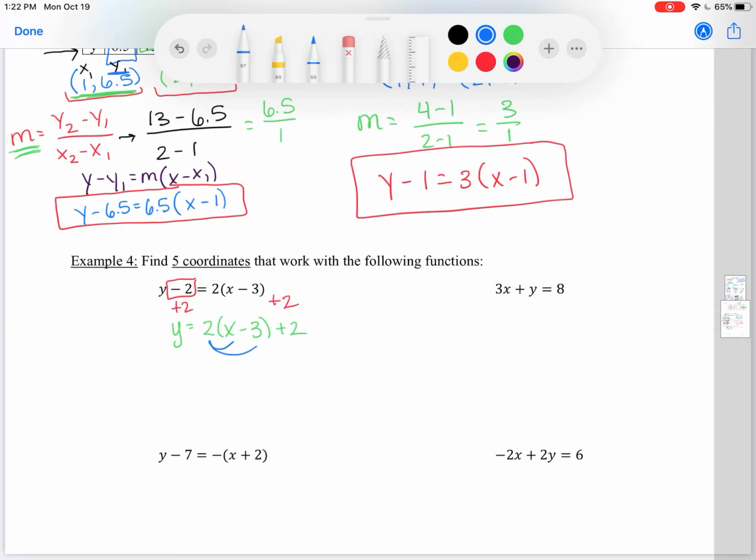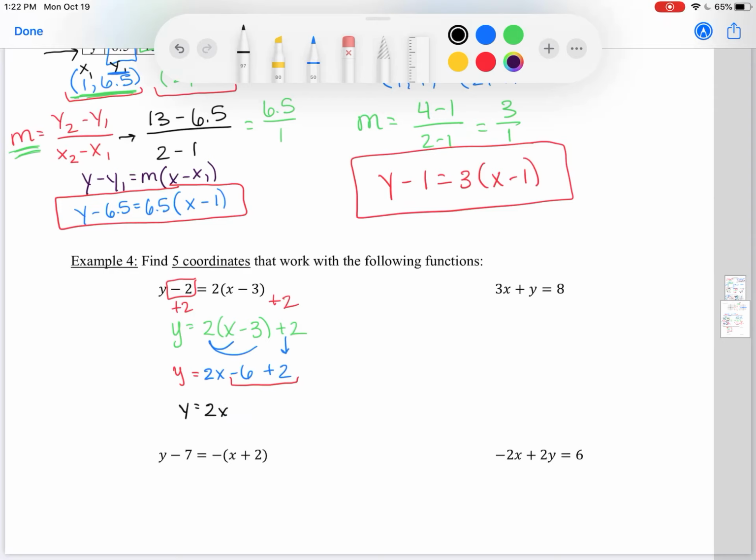And then think about what we did from here. This is going from point slope, and we're going to end up putting it in slope-intercept form. So if I continue, before I even worry about the 5 coordinates, I want to get it in a way that's going to make sense, an easier way for me to plug in these numbers and not have to do so much work in the calculator. So I'm going to distribute. That gives me 2x minus 6, and then I still have this plus 2 at the end.